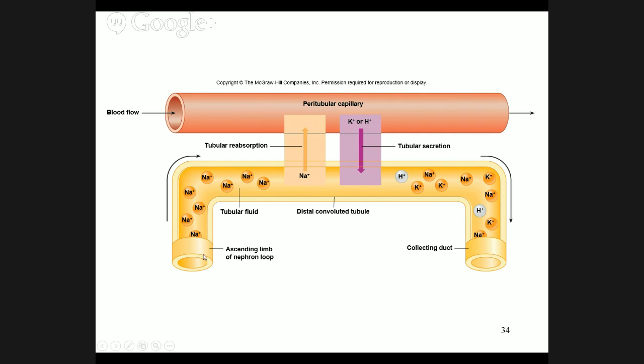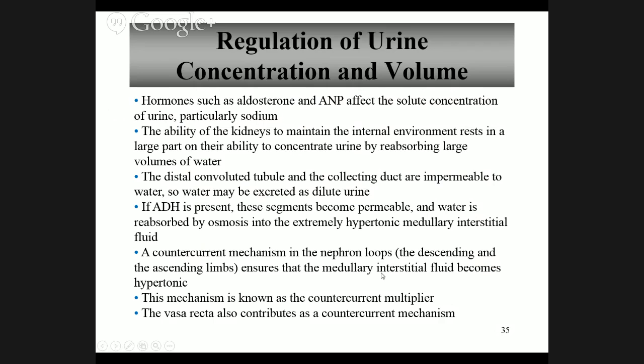So in the ascending limb, there's lots of sodium in the tubular fluid. And in the descending limb and the collecting duct, you'll have lots of sodium, potassium, and some hydrogen. So let's talk about the regulation of urine concentration and volume. Hormones such as aldosterone and the atrial natriuretic peptide, ANP, affect the solute concentration of urine, particularly the sodium.